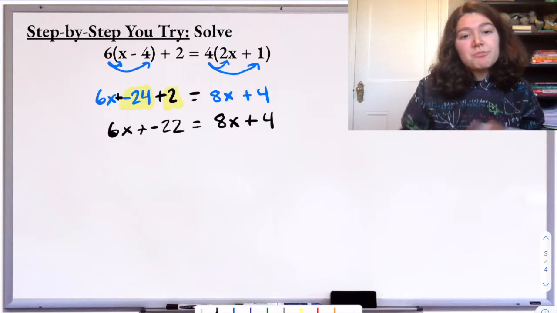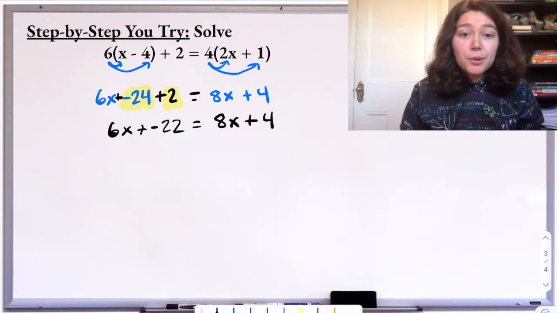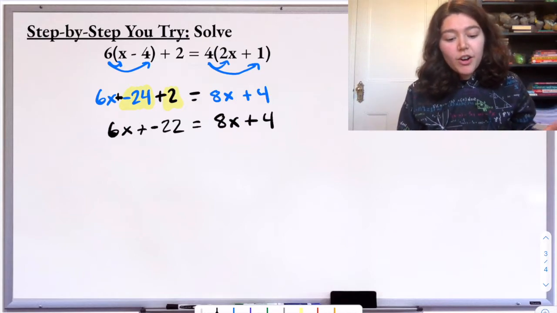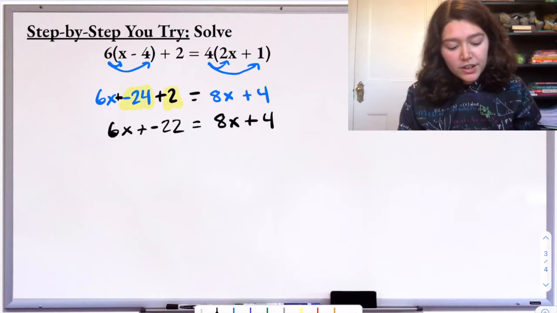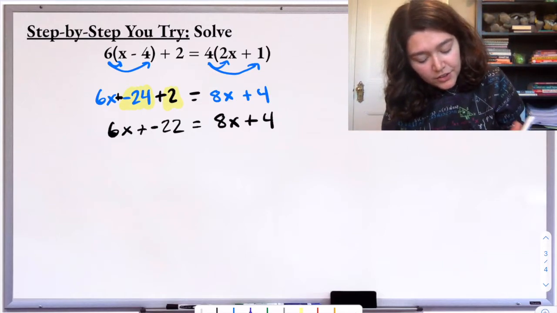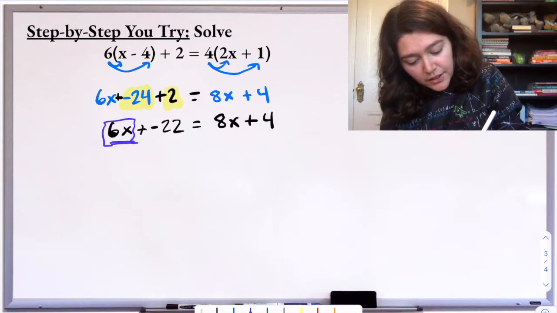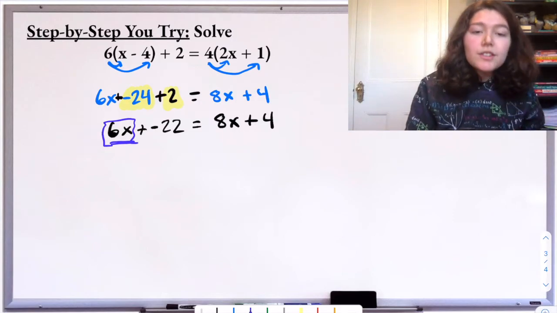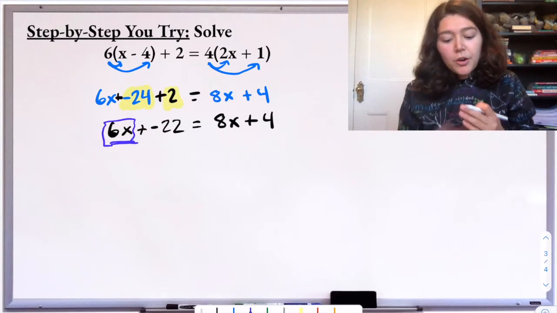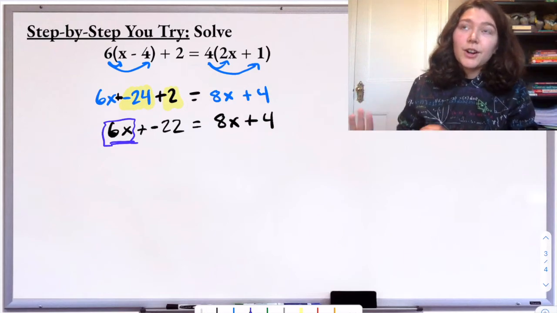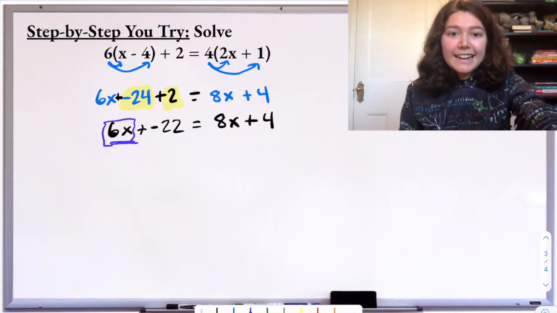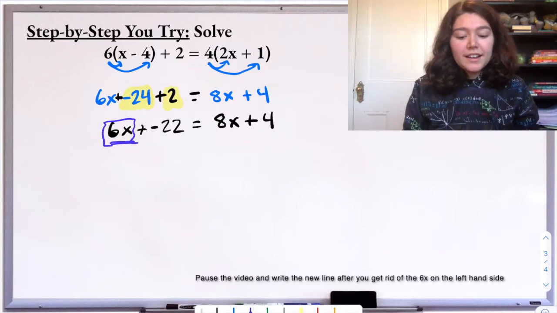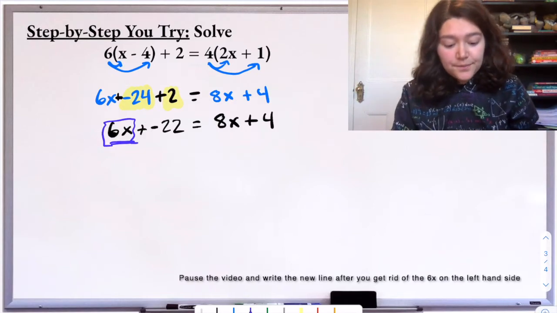Now, fairly simplified, but we have variables on both sides of the equation. So we want to get all the variable terms to one side of the equation. So then we're on the same page here, let's try to get rid of this 6x. We want to get rid of the 6x, move it to the other side, and only have variables on the right-hand side of the equation. Okay, so show me the next line, once I have gotten rid of that 6x.